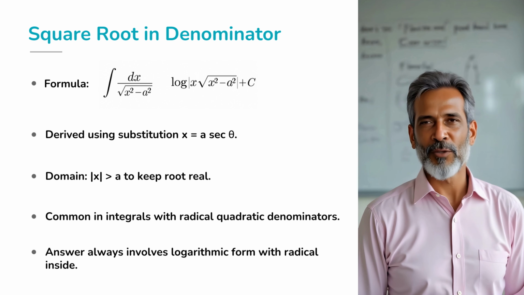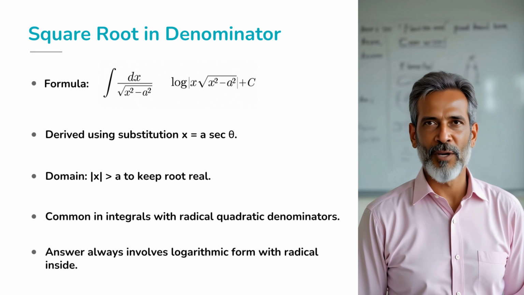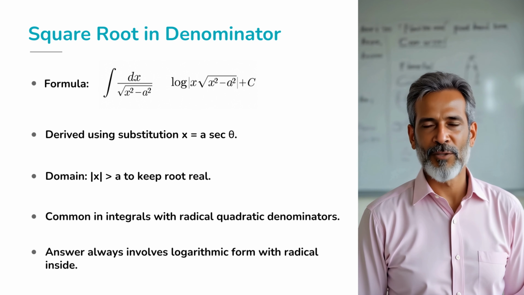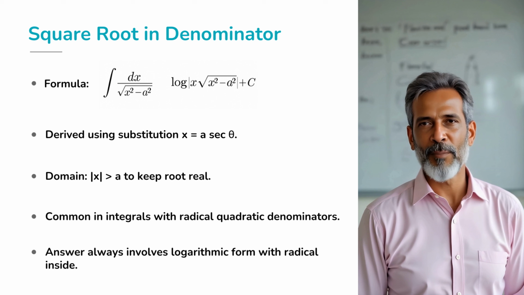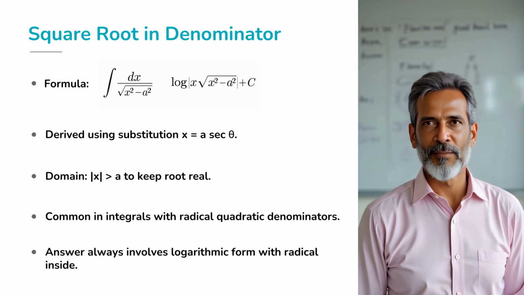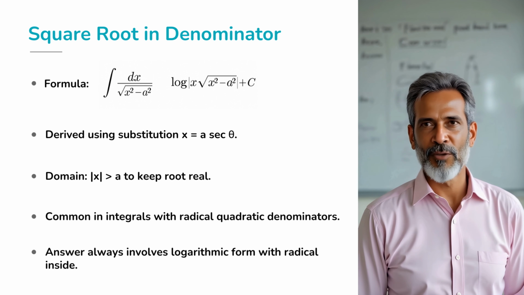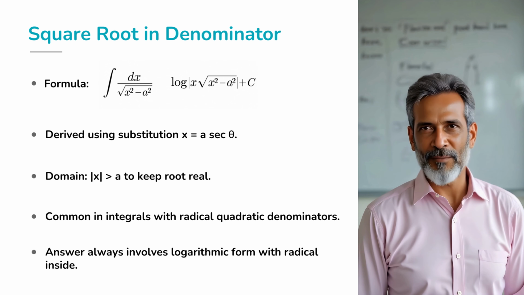Now let's take one with the square root in the denominator. The formula is integral of dx over square root of x squared minus a squared equals log modulus of x plus square root of x squared minus a squared plus c. Clearly, dx over root of bracket x squared minus a squared bracket equals log modulus of x plus root of x squared minus a squared plus constant c. This result comes from substitution x equals a sec theta. But remember the domain, this formula only works when the absolute value of x is greater than a, otherwise the square root is not real.